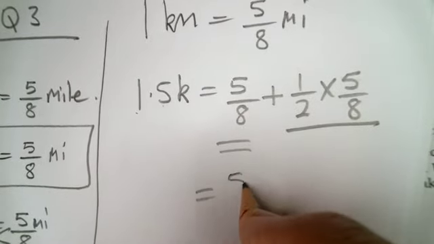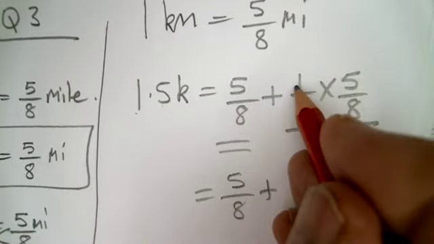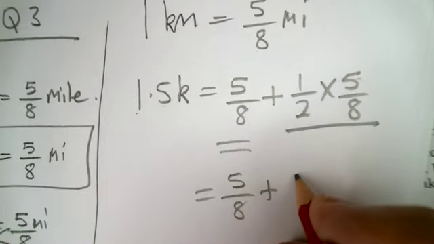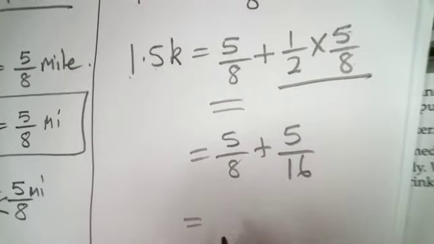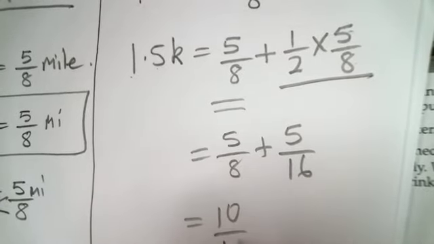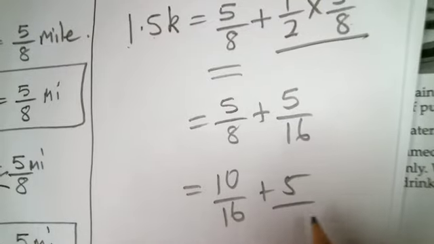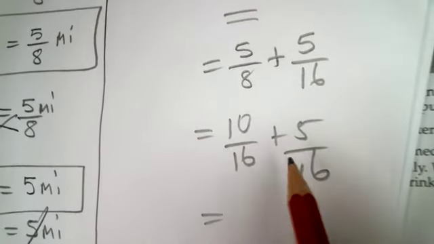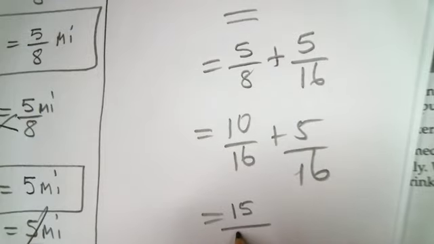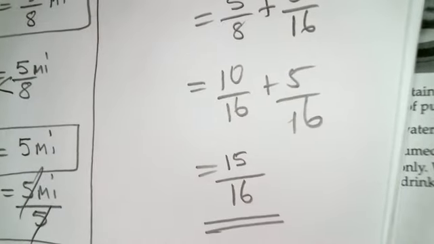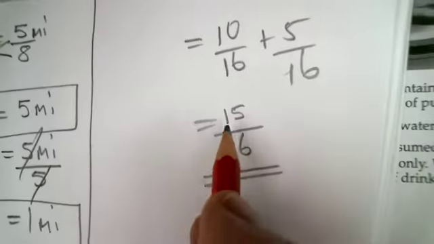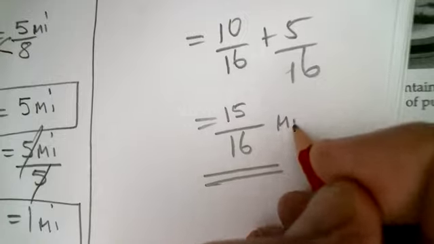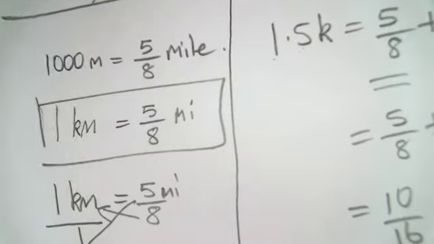So what does all that come to in terms of miles? Well, we've got 5/8 plus a half times 5/8, and 2 times 8 is 16. All right, let's change everything to 16. That's going to be 10/16 plus 5/16, and that's going to be 15/16. Nice and easy. So in other words, 1.5 kilometers equals 15/16 of a mile. All right, let's look at the next bit. In fact, I'll do the next bit in the next video.